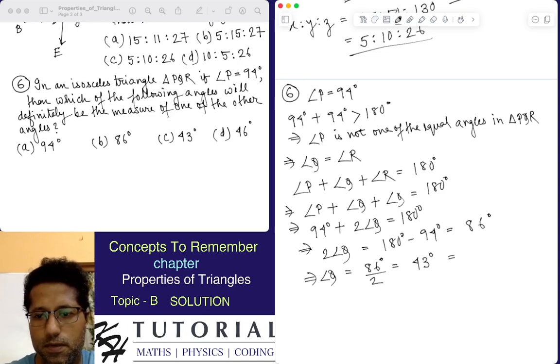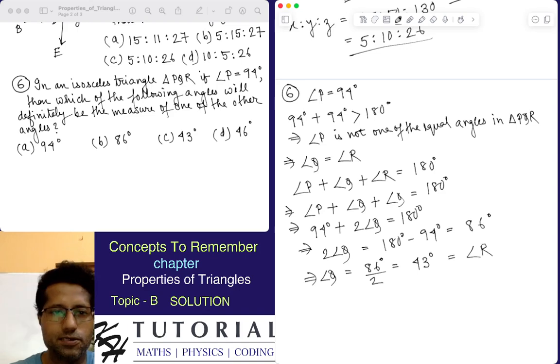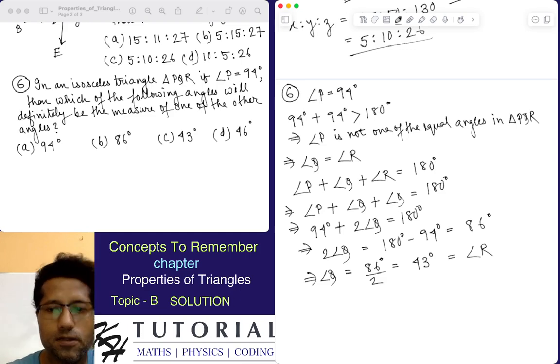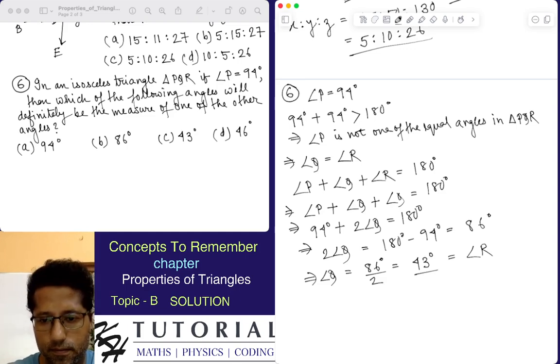Now this will also be angle R. So it is asking which of the following angles will definitely be the measure of one of the other angles, and so it has to be 43 degree. So the answer is choice C.